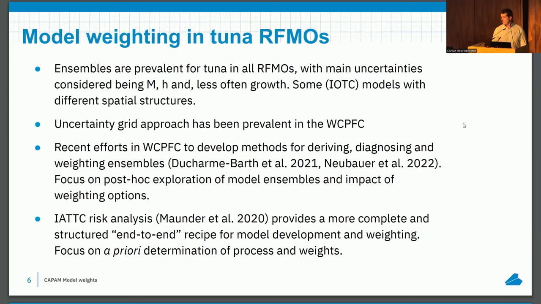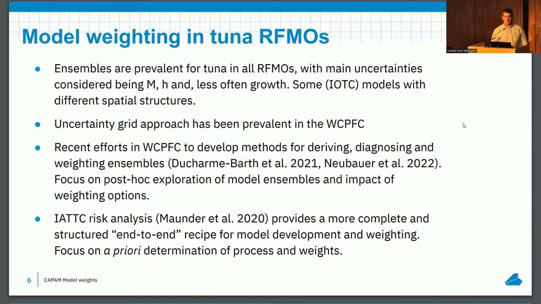I wanted to thank Mark for sending out the current practices sheet, because it saved me a lot of time looking through RFMO assessments and understanding what the current practice is. I was surprised at how prevalent ensembles already are in all RFMOs, at least in most of them. They deal with the main uncertainties that you would think they ought to deal with: natural mortality, steepness, often growth, but perhaps a bit less often. I didn't really look at the details, but it looks like IATTC models also look at alternative spatial structures, so they deal with structural uncertainty a little bit more.